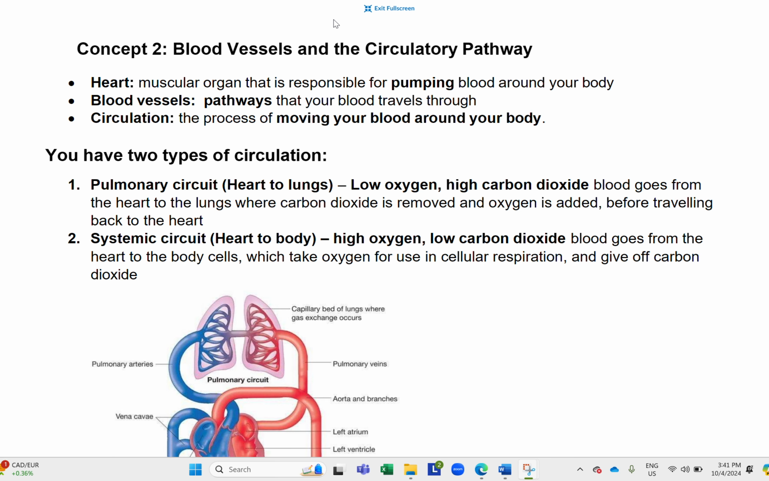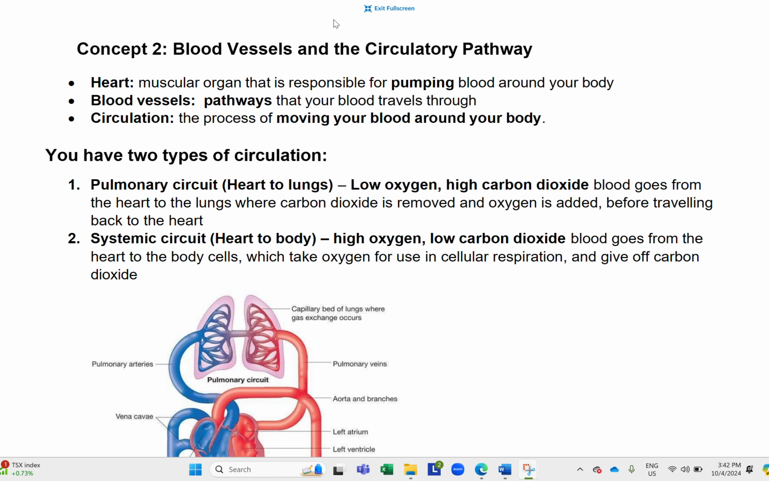So the heart is a muscular organ. It's a great big muscle that is responsible for pumping blood around your body. So every time your heart beats, it's a big muscle that contracts and it holds blood inside of it, and every time it beats, the blood gets pushed out of it, and that pushes the blood around your circulatory system.